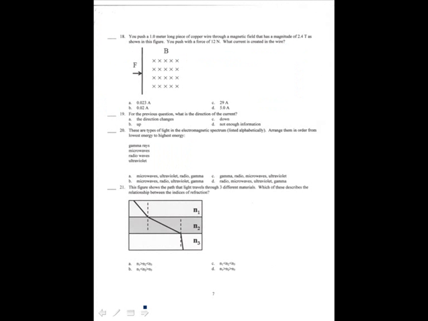You push a 1 meter long piece of copper wire through a magnetic field that has a magnitude of 2.4 Tesla, shown in this figure. You push with a force of 12 newtons. What current is created in this wire? This is how a generator works, right? You push a wire through a magnetic field with a certain force, and we can figure out what the current is by this expression.